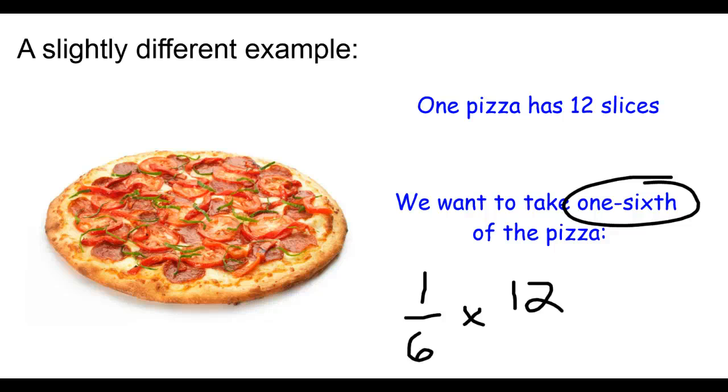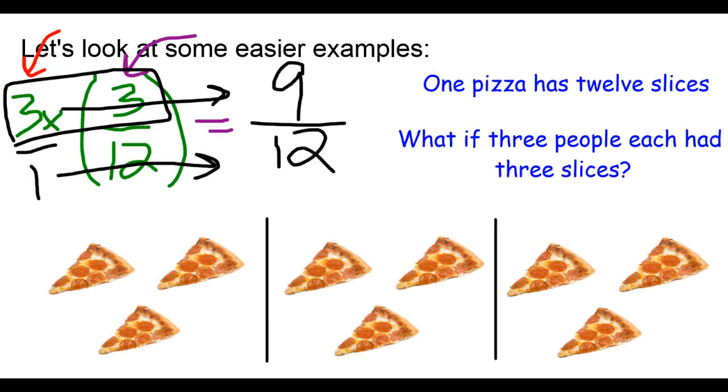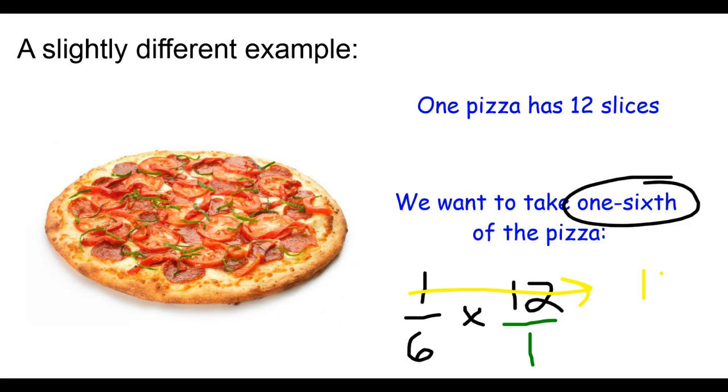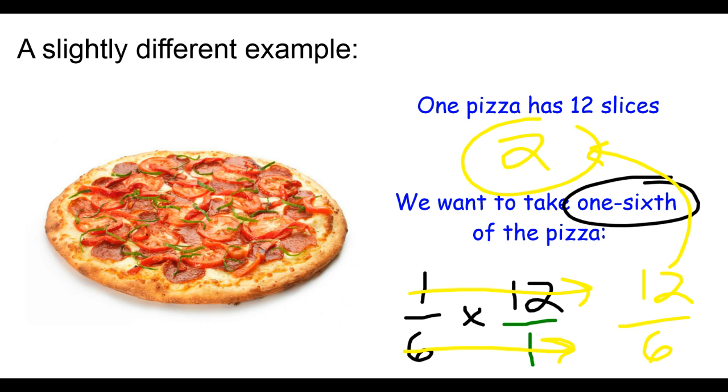But if we're looking at this in terms of fraction multiplication and what we did before, we know that 12 is the same as 12 over 1. And so if we take the strategy that we had before, where we had the numerators 3 times 3 being multiplied together and 1 times 12 being multiplied together, we can do the same thing in this case and have 1 times 12 equals 12 and 6 times 1 equals 6. And then 12 divided by 6 really is 2 slices of pizza.